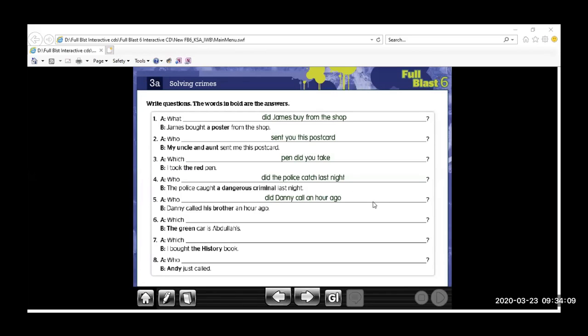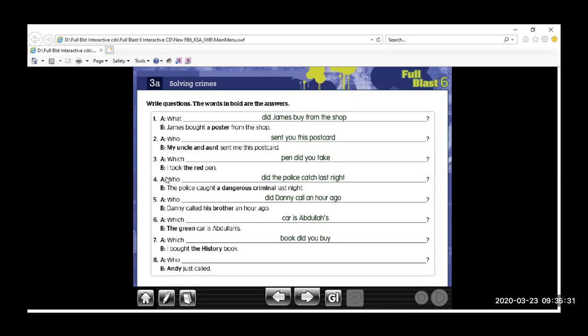Okay. Now number 6. Which? The green car. Yazid now. Here you are, Yazid. Which car is Abdullah's? Thanks. Fahd Al-Awad. Here you are, Fahd. Number 7. Which book did you buy? Well done. Which book did you buy? Thanks, Fahd.